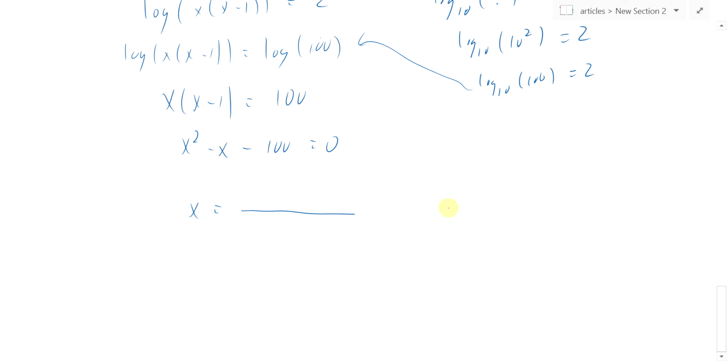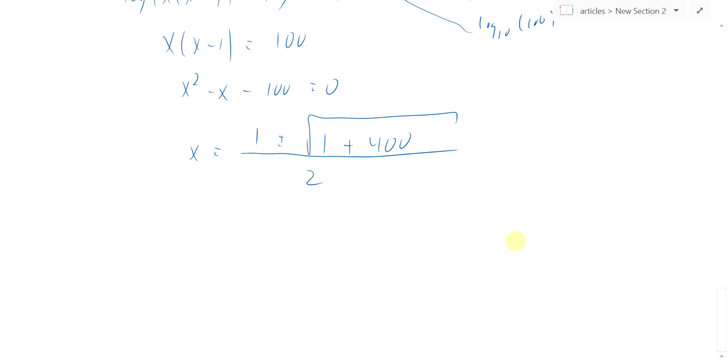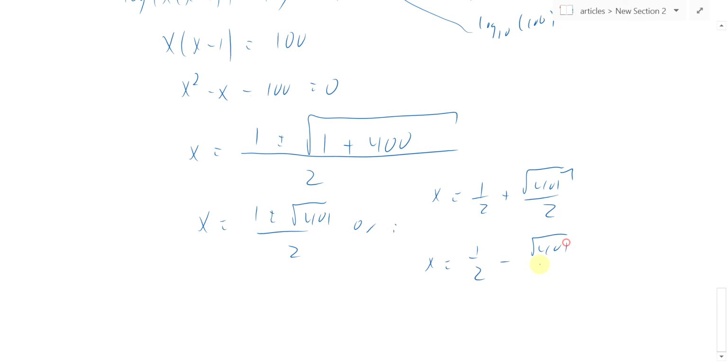X equals negative b, so that'll be 1, because b is negative 1 here, plus or minus the square root of b squared, which is 1, because minus 1 squared is 1, minus 4ac. So 4 times a is 4, times minus 100 would actually give you plus 400, all over 2. So x equals 1 plus or minus the square root of 401 over 2, 1 half plus square root of 401 over 2, and 1 half minus square root of 401 over 2.